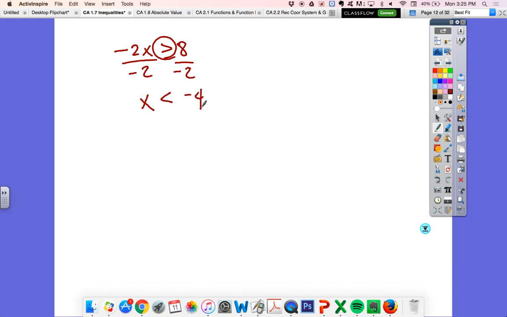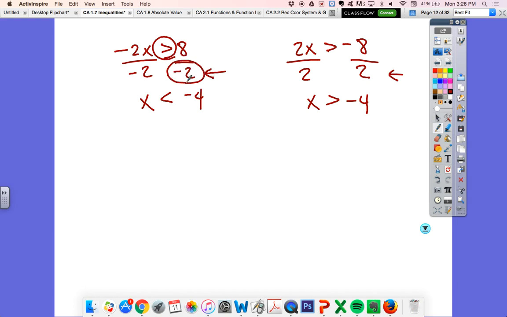Now be careful. Don't think that just because a negative is involved that you turn it around. Because if it was 2x is greater than -8, we're going to divide through by a +2. But dividing by a positive does not make your inequality flip. So this still ends up being -4. What causes it to turn around is when you divide by a negative. So it all has to do with what is the bottom value. What are you dividing by?